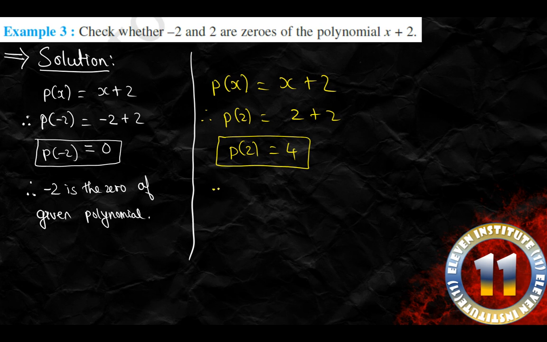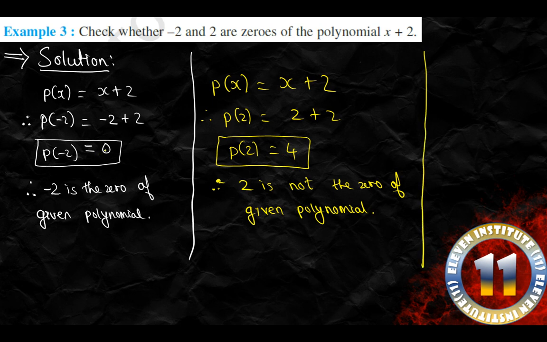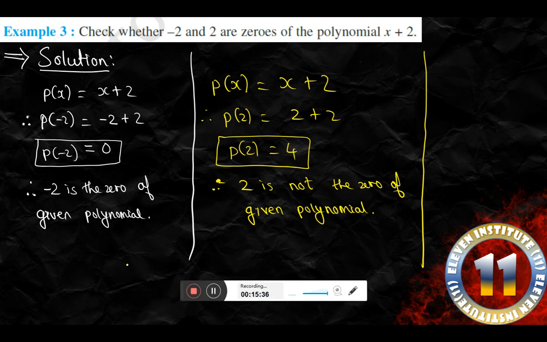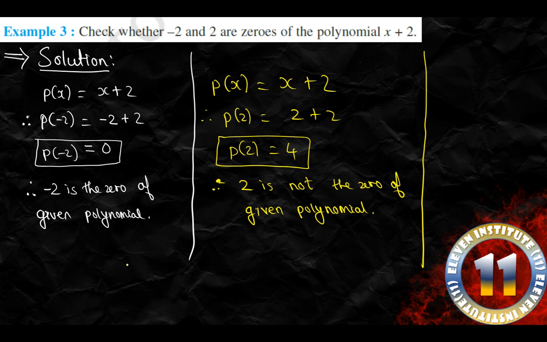So I can write therefore 2 is not the zero of given polynomial. Two is not the zero of given polynomial. Fine, very easy and very short also. So please pause the video and write this down in your CW. Alright, I hope you have written this.